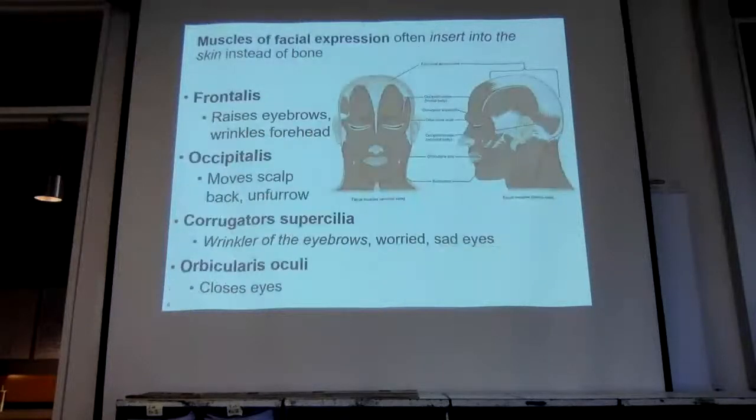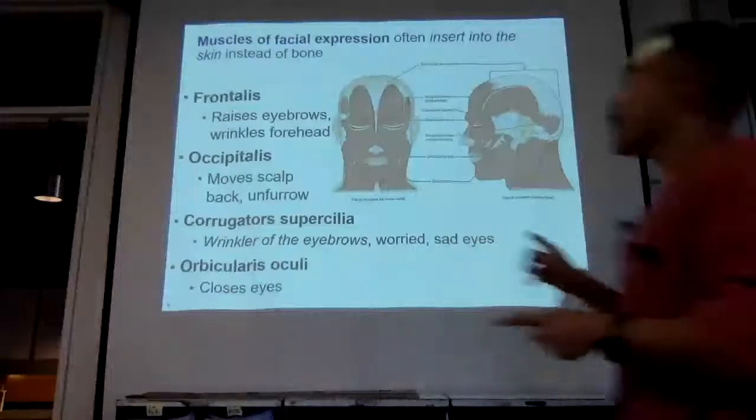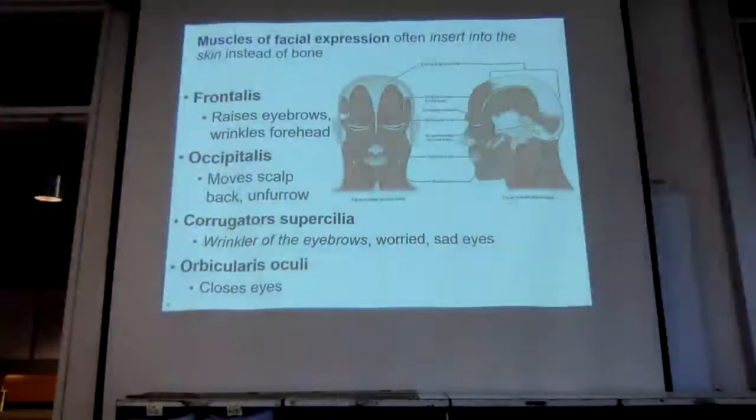All right, getting right to it. Muscles on your head. You have a muscle at the front of your frontal bone, the anterior side of your frontal bone. This is your frontalis. Frontalis is right here. If you contract your frontalis, it raises your eyebrows and wrinkles your forehead.